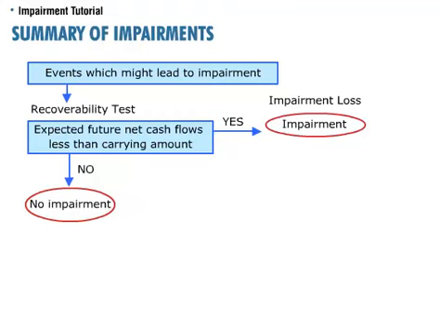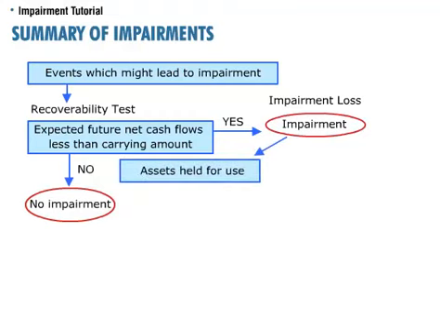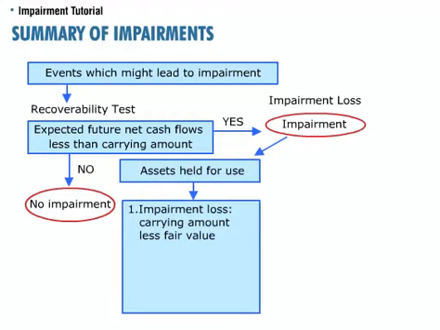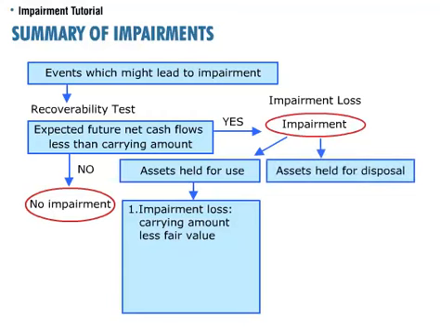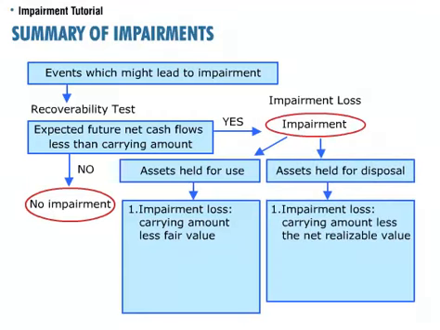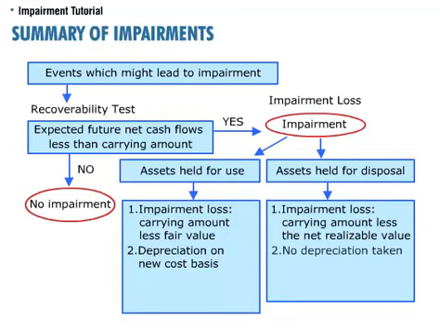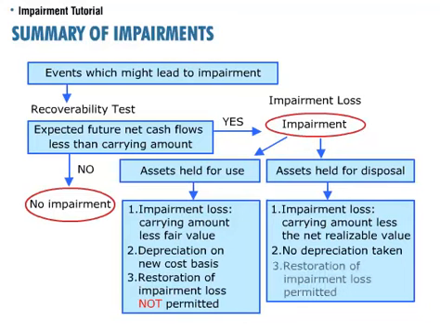When determining the impairment loss for assets held for use, the impairment loss is equal to the carrying amount less the fair value. For impaired assets held for disposal, the impairment loss is equal to the carrying amount less the net realizable value. For assets held for use, depreciation is based on the new cost basis, while no depreciation is taken for assets held for disposal. In addition, restoration of any impairment loss is not permitted for assets held for use, while restoration is permitted for assets held for disposal.